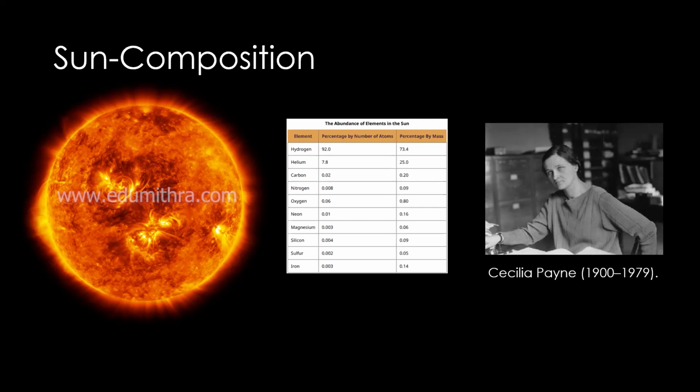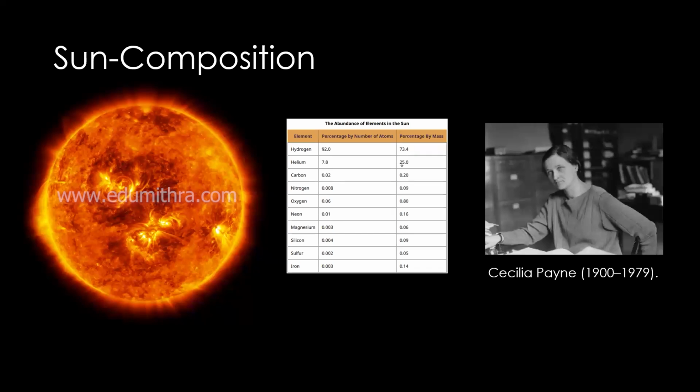But when Cecilia did her PhD by studying these stars, she found that even though all the elements seen on earth are actually available in the sun as well, the composition, the ratio of them, is different. The most abundant element in the sun is actually hydrogen. If you weigh the sun, 73%, almost three-fourths of the weight of the sun is hydrogen.